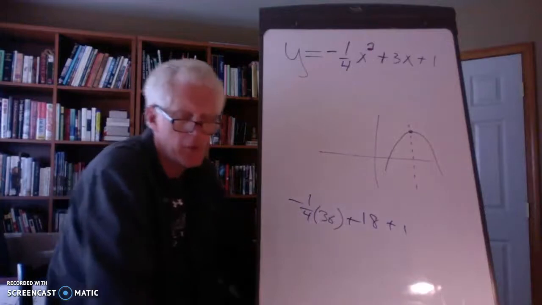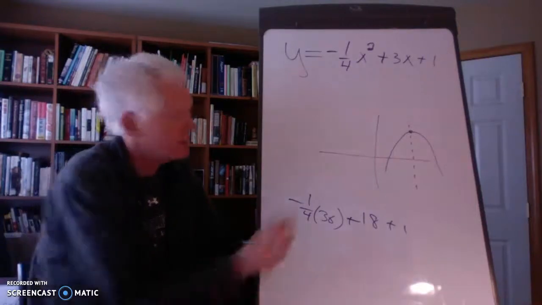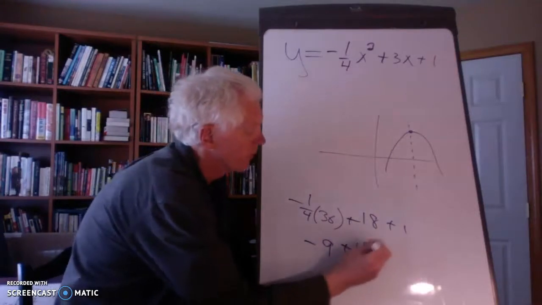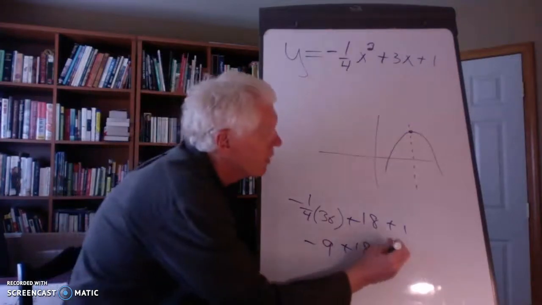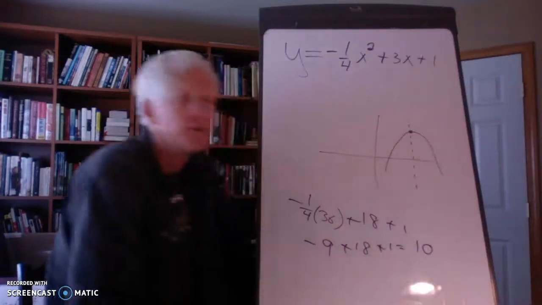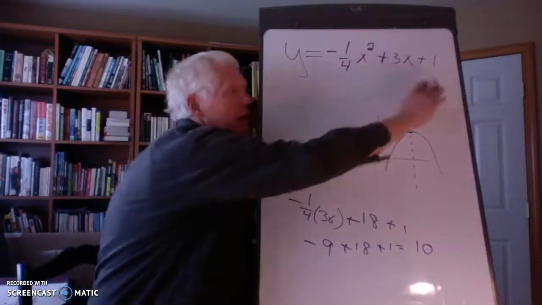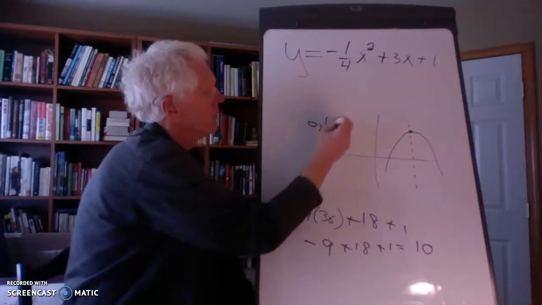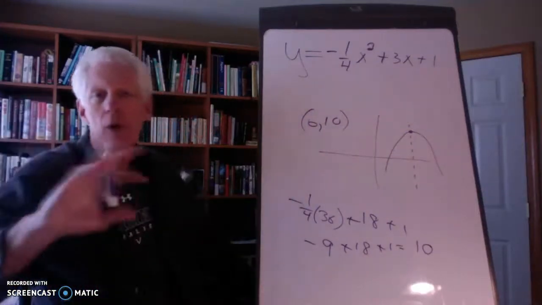Negative 1/4 times 36. What's 1/4 of 36? 36 divided by 4, 9. Negative number, negative 9. Plus 18. That gives us 9. Is that right? Yeah, that's 9. Plus 1 more, and that, ladies and gentlemen, boys and girls, gives you 10. That is the y value, because what we just did, we found the x, we plugged it in, we got the y. So the ordered pair of the vertex, x is 6, y is 10. See that 1/4? It's okay. It's gone. We got rid of the fraction.